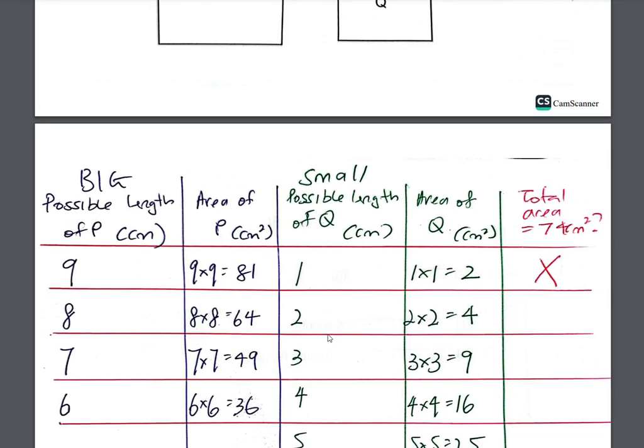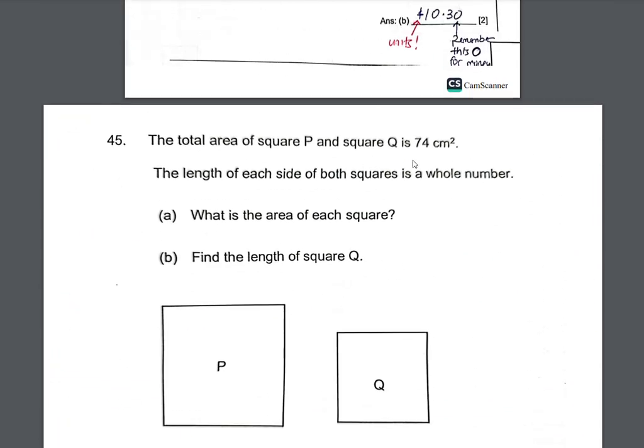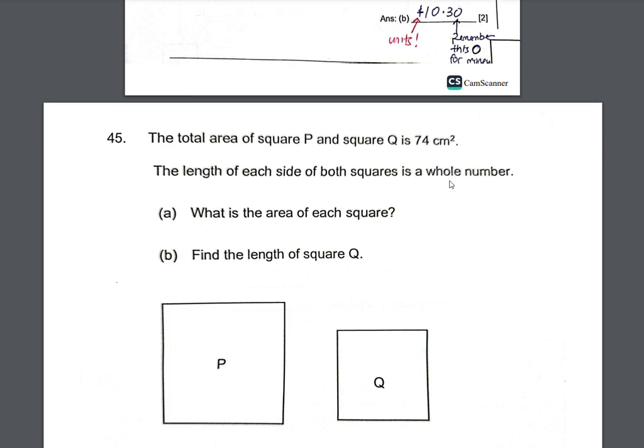So you look at the heading first. I don't know, right? What's the possible length of the big square P? I do not know what's the area. I don't know what's the possible length of the small Q. I don't know the area of Q. I don't know the total area, although I know the total area should be 74. But I do not know any of the first 1, 2, 3, 4. I do have one clue, which is they are all whole numbers. All the lengths are whole numbers. Whole numbers means no decimal, like 1, 2, 3, 4, 5, 6, 7, 8, 9, 10, 11, 12. All these are whole numbers.